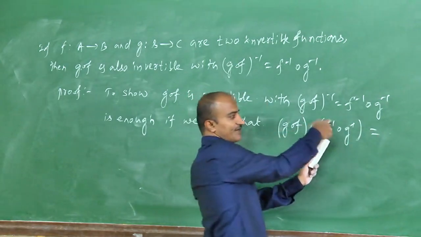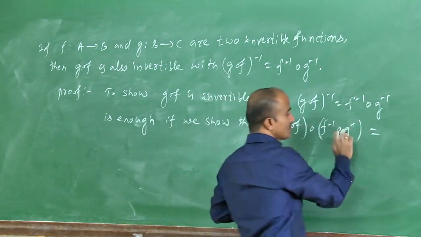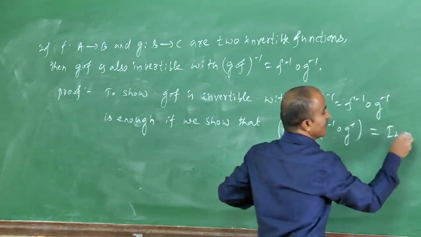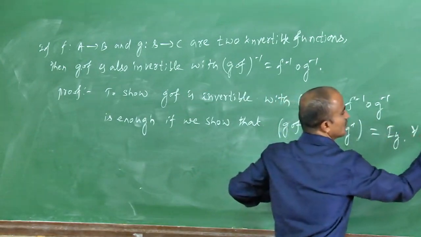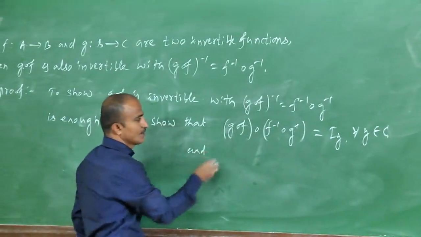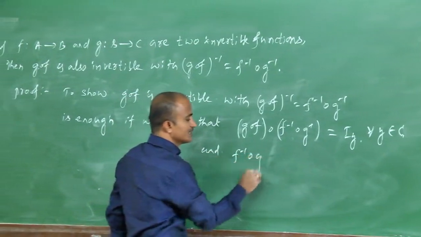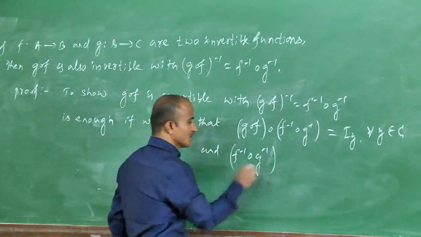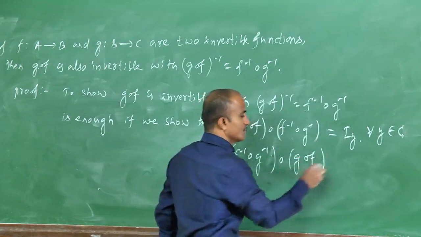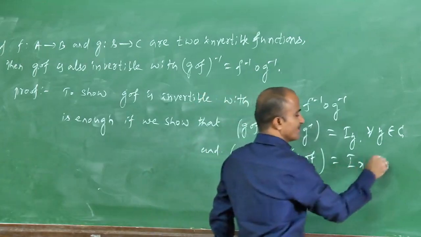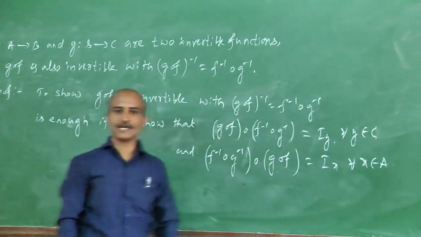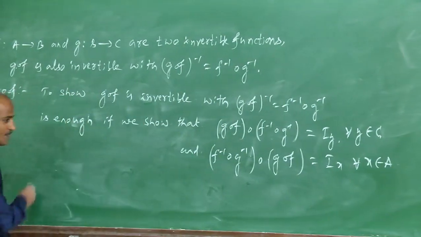equals I_y for all y belongs to C, and (f inverse ∘ g inverse)∘(g∘f) is equal to I_x for all x belongs to A.